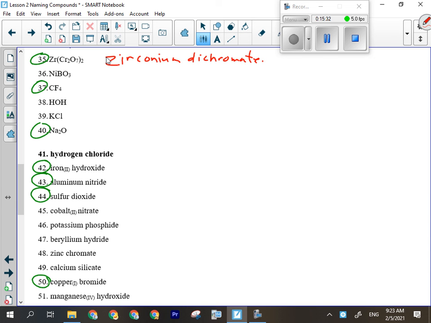Okay. For number 37, we've got carbon and fluorine. Is this ionic or molecular? It's molecular, right? So this is going to be carbon tetrafluoride. Okay, questions on that? Right, and then for number 40, we've got sodium and oxygen together, a simple ionic compound. This is just sodium oxide.